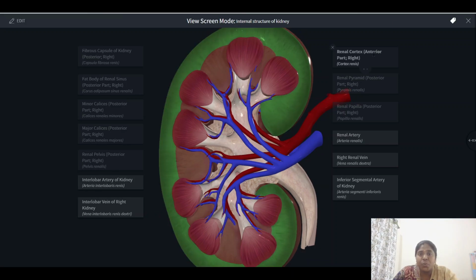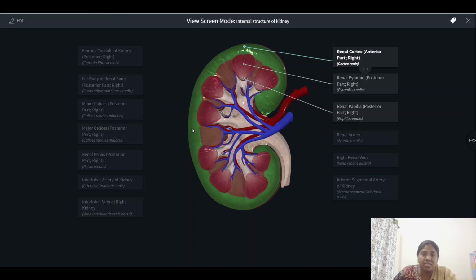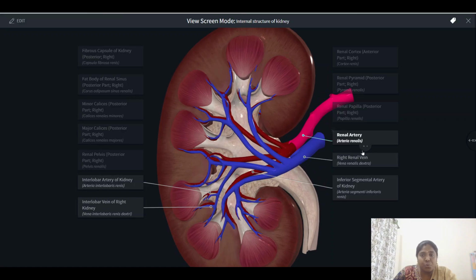Then the next one is the renal cortex. The renal cortex is the outermost layer. Then the renal artery I have shown you. The renal vein is the main vein where the kidney will be receiving the blood supply. Then the inferior segment of the artery of the kidney. So this is the inferior segment.